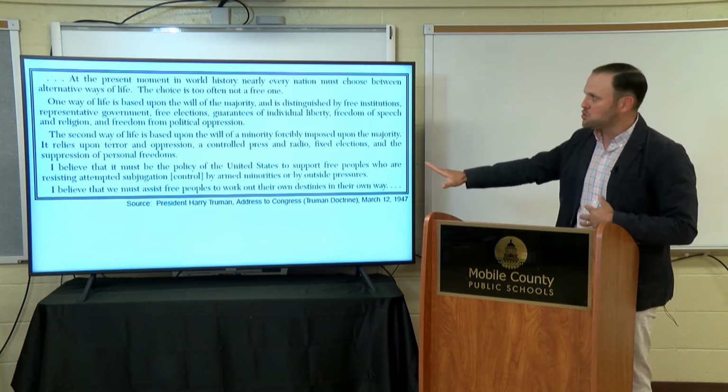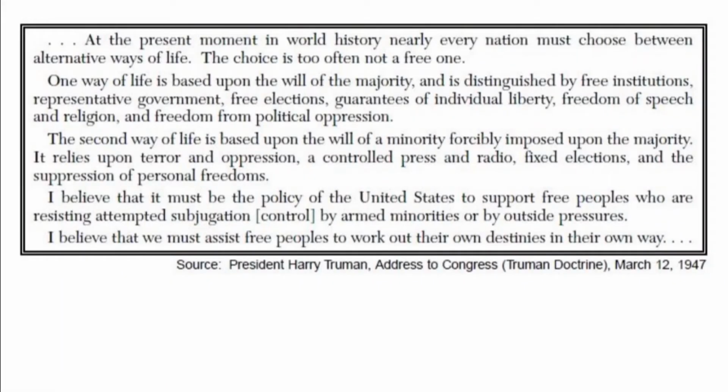So on the screen is President Truman. Let's read this together as he explains containment. He says, "At the present moment in world history, nearly every nation must choose between alternative ways of life. The choice is too often not a free one. One way of life is based upon the will of the majority and is distinguished by free institutions, representative government, free elections, guarantees of individual liberty, freedom of speech and religion, and freedom from political oppression. The second way of life is based on the will of a minority, forcibly imposed upon the majority. It relies upon terror and oppression, a controlled press and radio, fixed elections, and the suppression of personal freedoms.